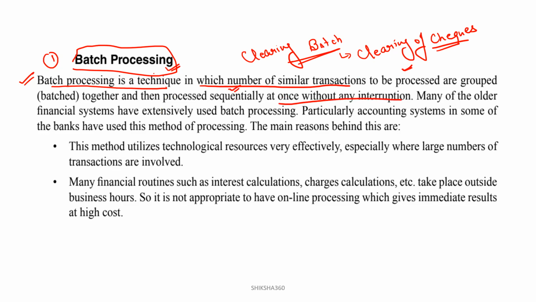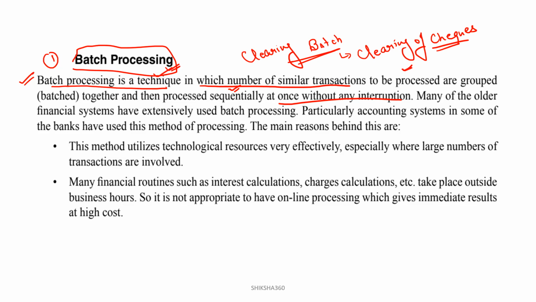So what is batch processing? It is a technique in which a number of similar transactions to be processed are grouped together and then processed sequentially at once without any interruption. That is, all the transactions are done in the batch. Many of the older financial systems have extensively used batch processing, particularly accounting systems in some of the banks.